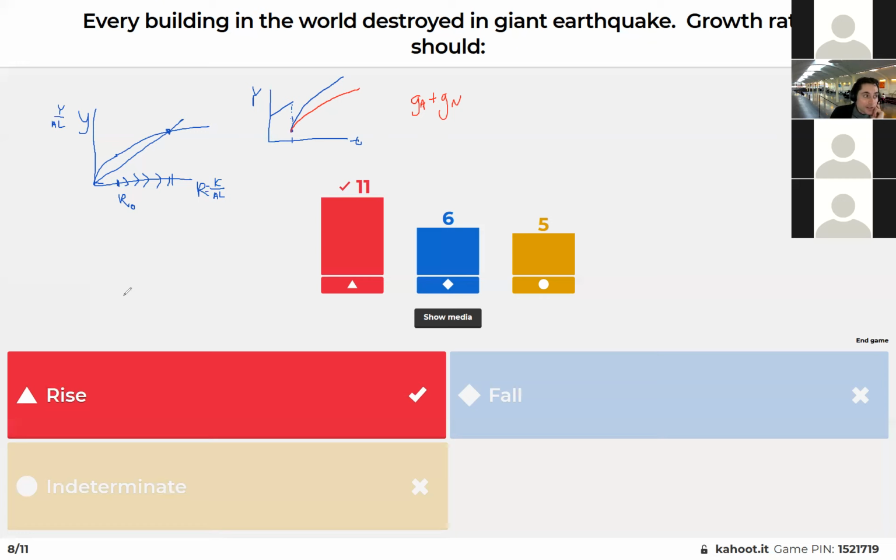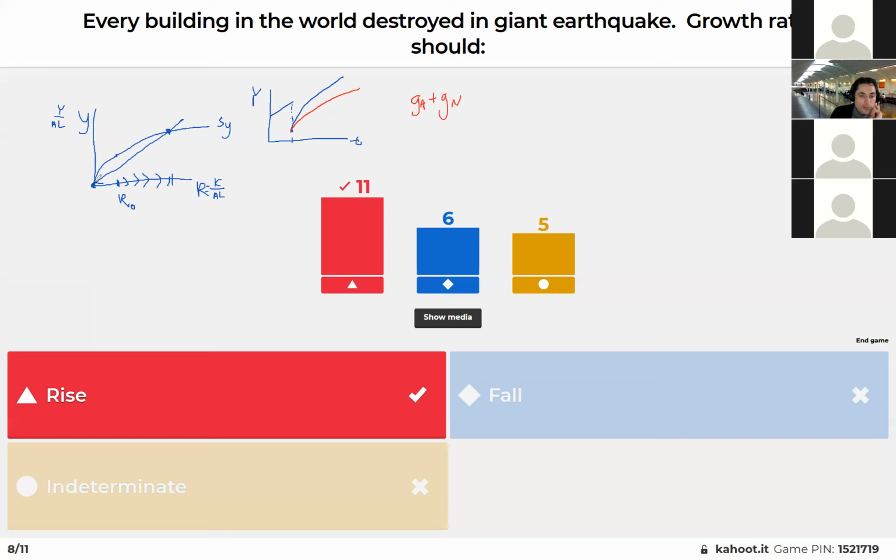So there's actually two steady states in these models. Remember, the steady state is where the investment curve intersects with the break-even curve, right? So these two intersect here. They also intersect in one other place. They intersect right here at zero.